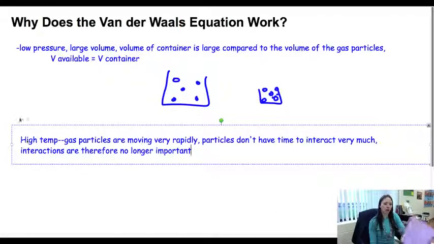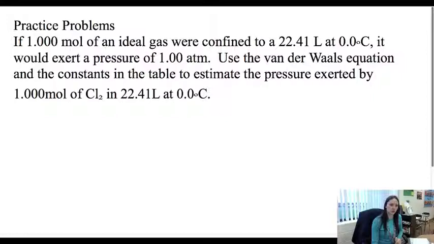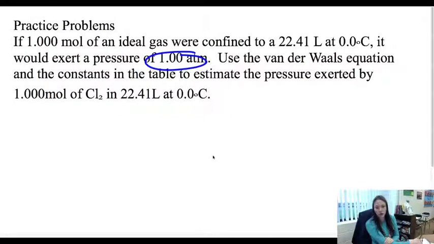So let's look at a couple of practice problems with this van der Waals equation. And this is on your green sheet if you ever forget it. It says if 1 mole of an ideal gas is confined to 22.41 liters at 0 degrees Celsius, it would exert 1 atmosphere. Use the van der Waals equation and the constants in the table to estimate the pressure exerted by 1 mole of Cl2 in 22.41 liters at 0 degrees Celsius. So if I were to use this ideally, I get 1 atmosphere. So we're going to compare what we would get out of the van der Waals to 1. And notice there at the bottom of the page are all of those constants.